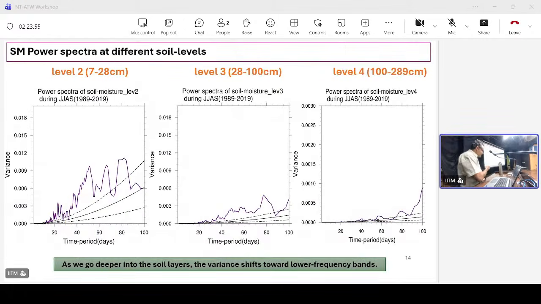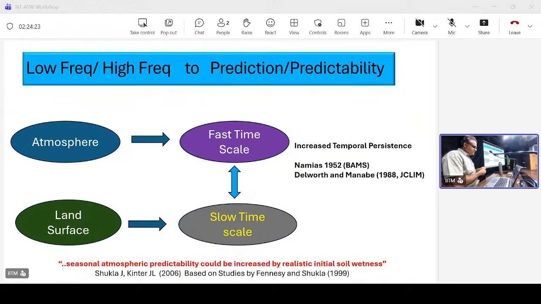Now, as you go deeper, what is happening is that the power is shifting more and more towards the low frequency, the high time period situation. So the deeper layer soil moisture gives a much slower response, which is a part of long memory. This can be linked to predictability, and there are several studies which show that; for example, Lemone in 1952 has shown that the persistence increased. So land surface has a slow time scale and atmosphere has a fast time scale. If you couple these two, there is also a chapter by Vallis which shows this clearly: the spectral shoulder broadening, which happens because of the coupling.